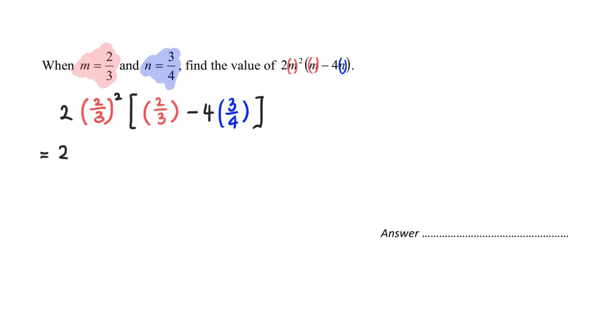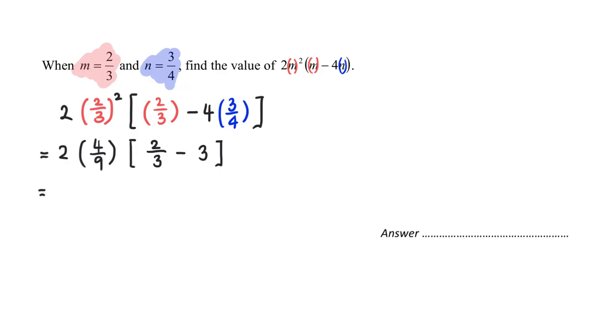2 over 3 times 2 over 3 will give me 4 over 9. This one will be 2 over 3 because there is no negative sign in front of the bracket for 2 over 3, minus 4 times 3 over 4 will be equal to 4. It will be equal to 3, sorry.